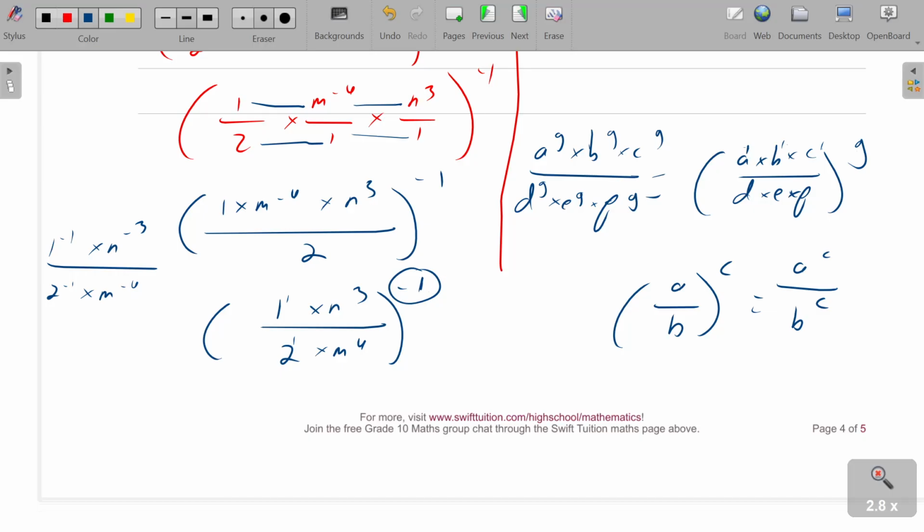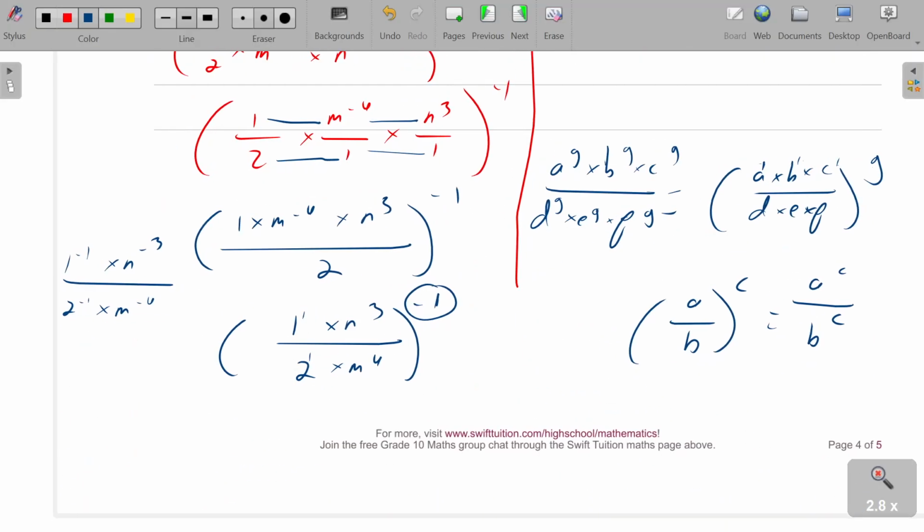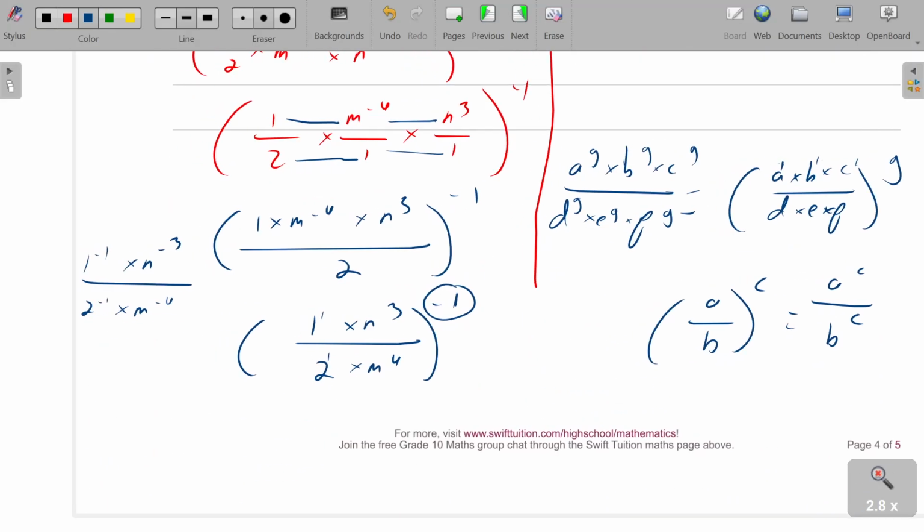But obviously, again, the problem says what? Write it using positive exponents only. So every person now has negative exponents. So how do I make them positive exponents? I just bring them to the bottom. So I'll just bring them to the bottom and I'll bring them to the top.